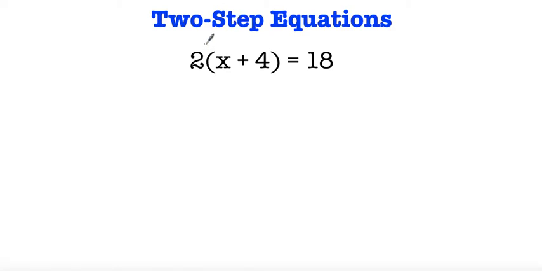So here we have 2 times x plus 4. Remember that the 2 is being multiplied with the x and with the 4 is equal to 18. So remember that there are two ways to solve this.